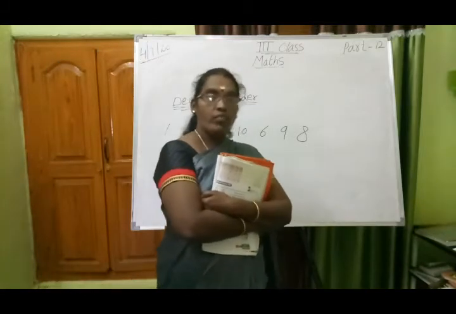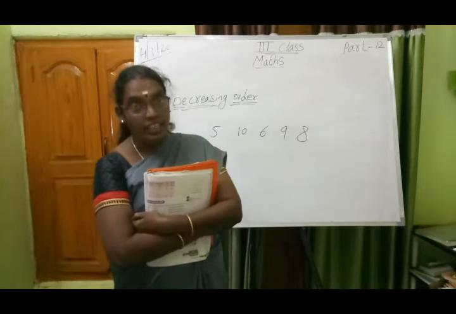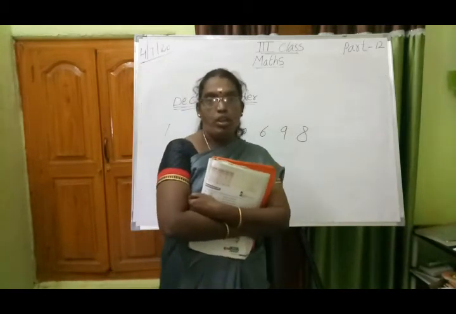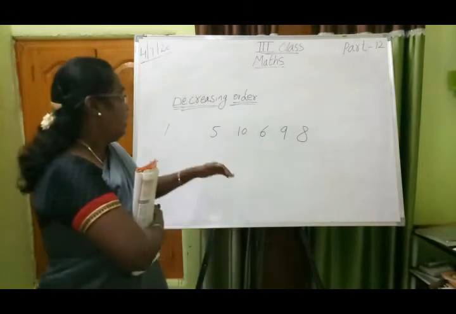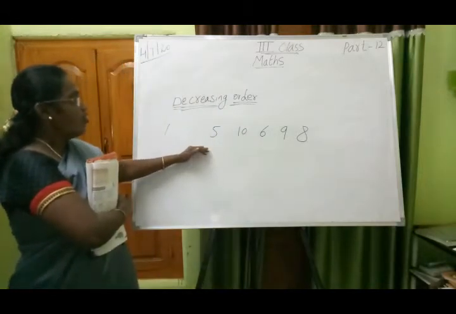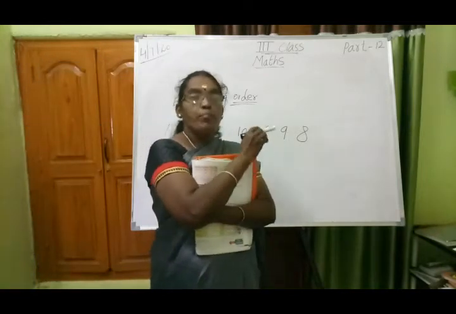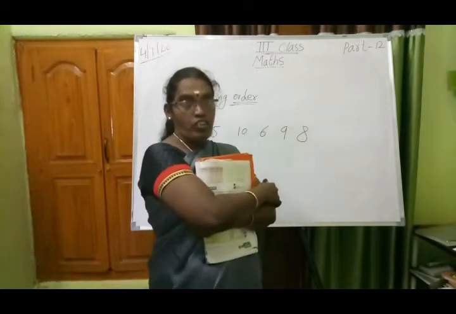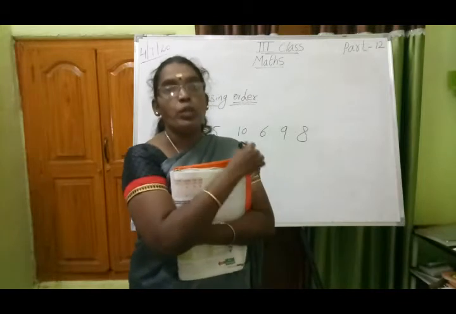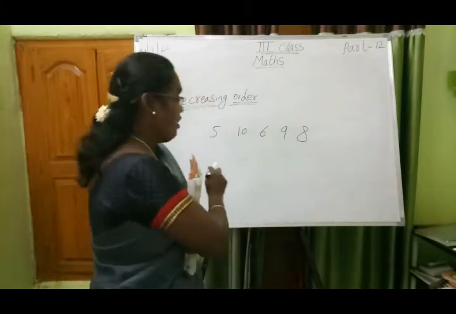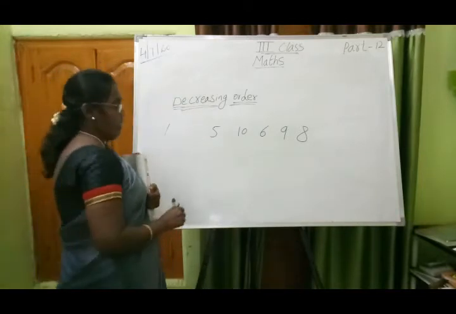In ascending order, what do we see, children? Small number to big number is increasing or ascending order. And this is what, children? Descending order. In descending order, what do we see? Big number to small number. Descending order or decreasing order is big number to small number.